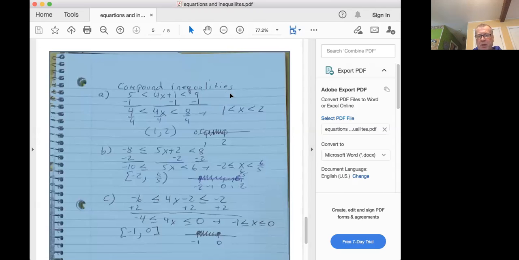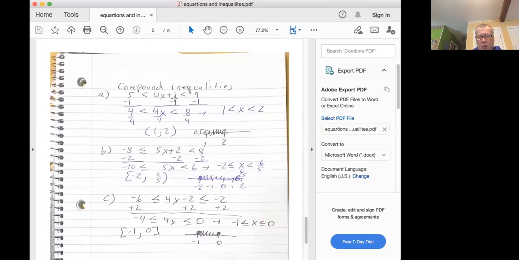So what we can do is we can do that all at once. So we'll subtract 1 from the 5 and from the 9, and also from the 4x plus 1, I should say. So that gives us 4 is less than 4x is less than 8. So that means then we can now divide by 4. Same way we subtracted the 1, we're going to end up dividing everything by 4. 4 over 4 is 1, that's less than x. And 8 over 4 is 2, so x is less than 2.